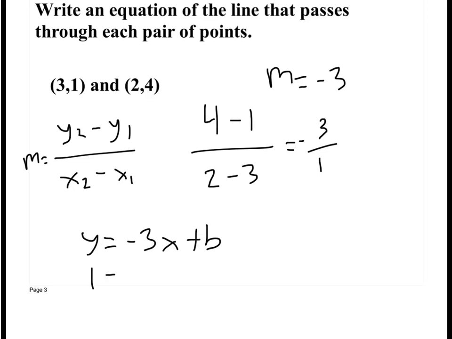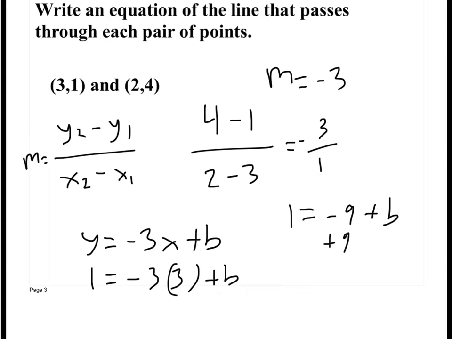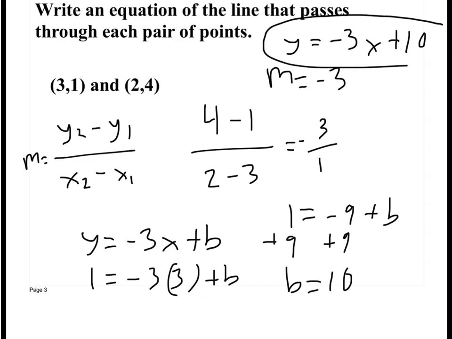So 1 goes in for y. 3 goes in for x. Solve for b. 1 is equal to negative 9 plus b. So I add 9. b is equal to 10. Do I have enough to write an equation of the line? y equals negative 3x plus 10. And there I go.